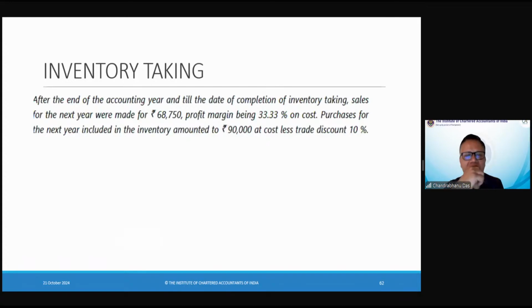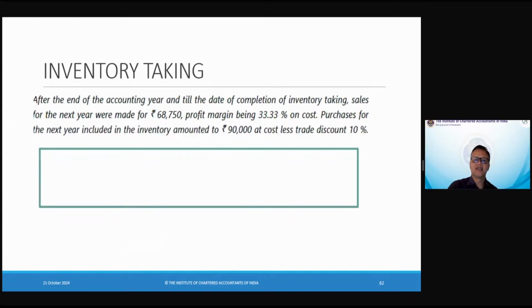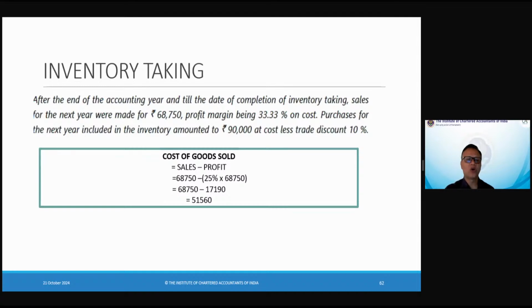Here what happens is, after the end of the accounting year until the date of completion of inventory taking, sales were made for 68,750. Profit margin is 33.33% on cost. Now, when you know the sales and you know the profit margin, you can calculate the cost of goods sold. Sales is 68,750 minus the profit margin, 25% into 68,750, you get 51,560. This is the cost of goods sold, one of the important figures which you should remember for your inventory checking.